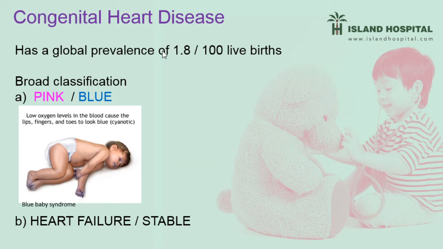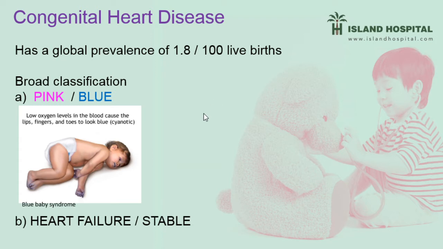Now, many parents are a bit worried or a bit shocked when they are first told that their child has a heart condition. But surprisingly, it is not a rare condition. The global prevalence used to be about 0.8 per 100 live births, but nowadays with better screening, better detection and more awareness, we believe that the prevalence is about 1.8 per 100 live births, and this holds true across all nationalities and races. So that means there is no racial preponderance.